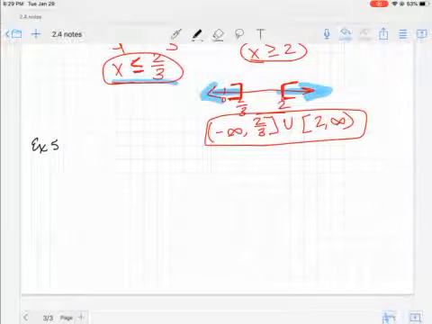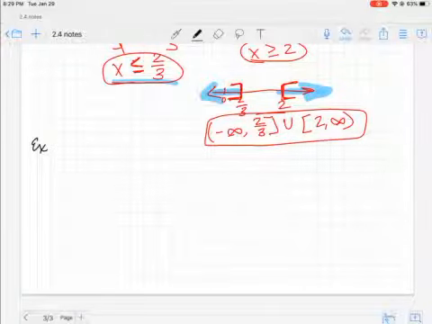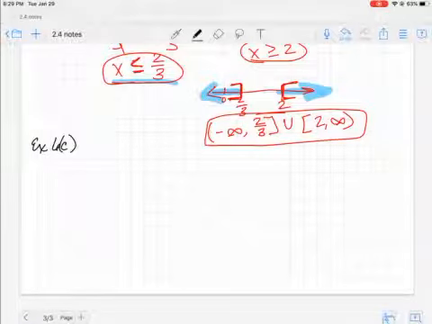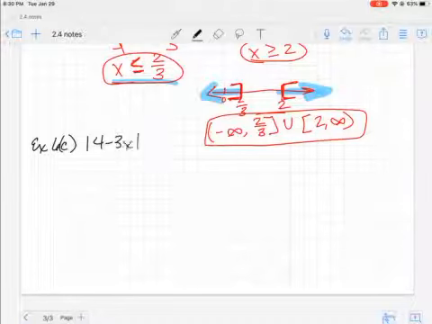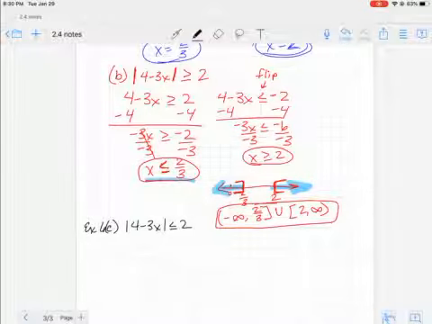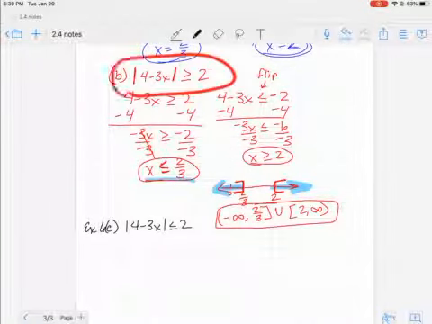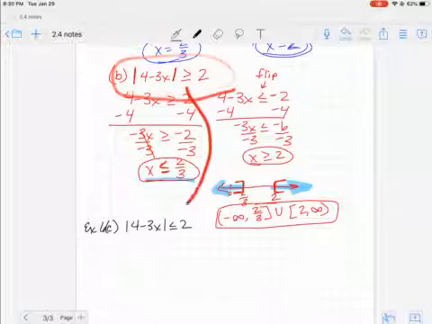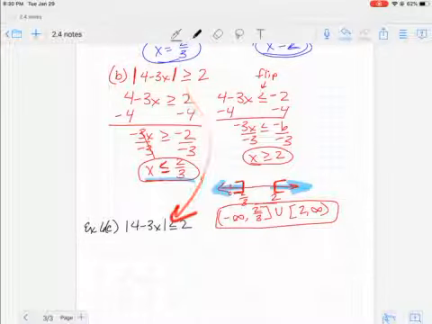Example 6. Put 5 in there. This is example 6C. I have the absolute value of 4 minus 3x is less than or equal to 2. Now the same thing is going down on this one as the one up above it. The only difference is my symbol is switched.